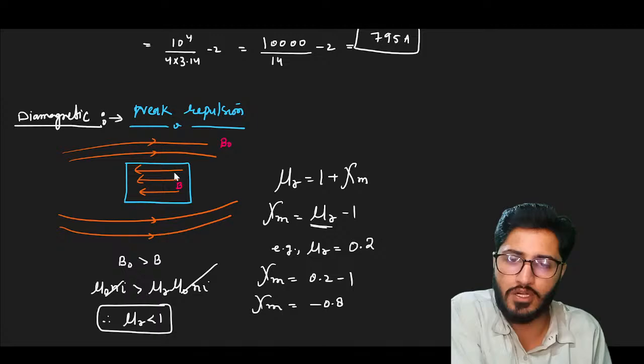So for diamagnetic substances, nu R is less than 1 and my chi m is negative, or you can write it is less than 0. Okay, so from this topic, you will find these numericals in your PYQs.